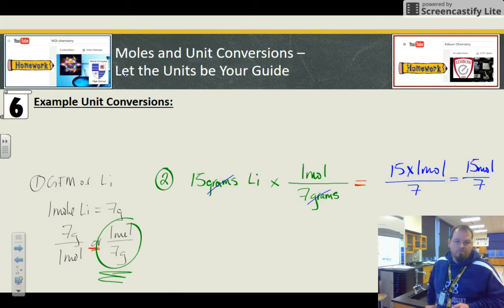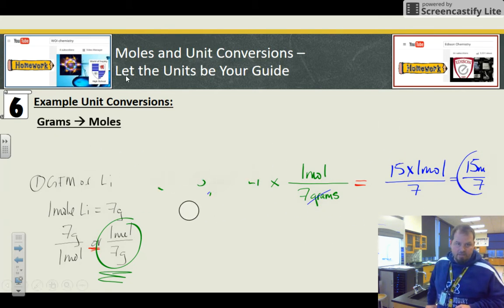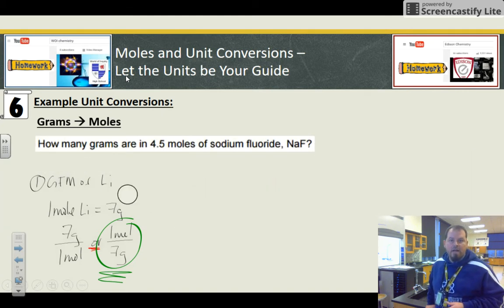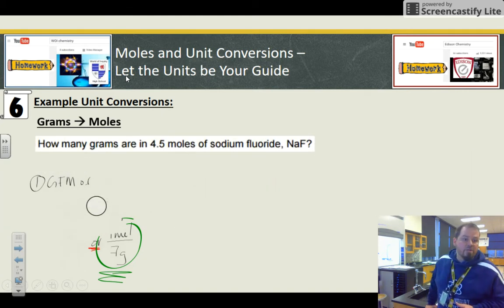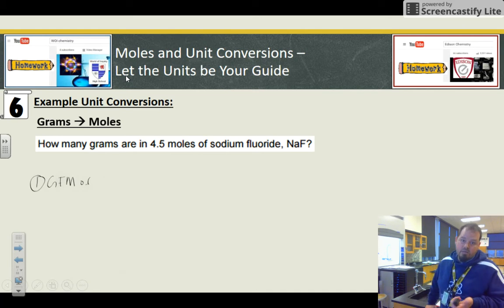Okay, so good. Now we're going to go from grams to moles. We're going to use a whole different scenario for you guys to see what's going on. Now we're going to deal with NaF. So lithium was easy, it's just one element. Here we have to calculate the gram formula mass of NaF.